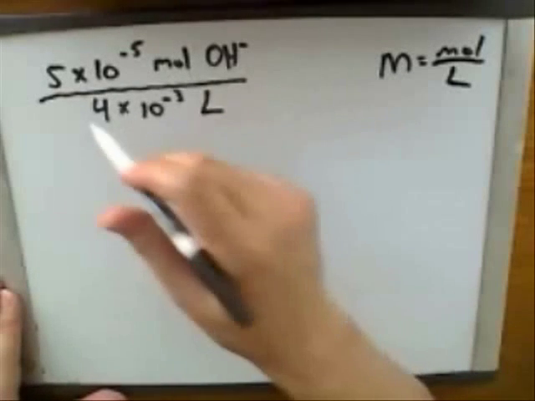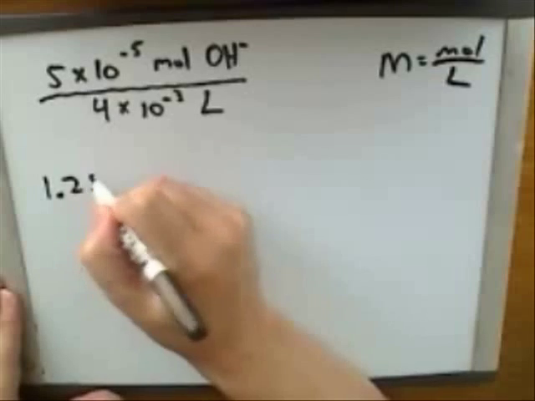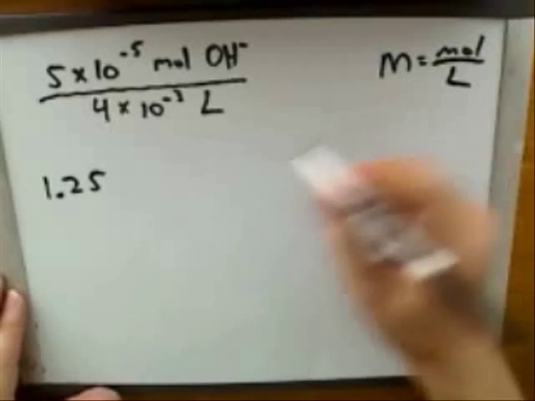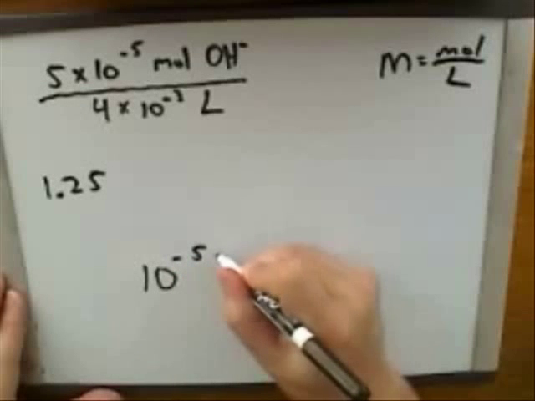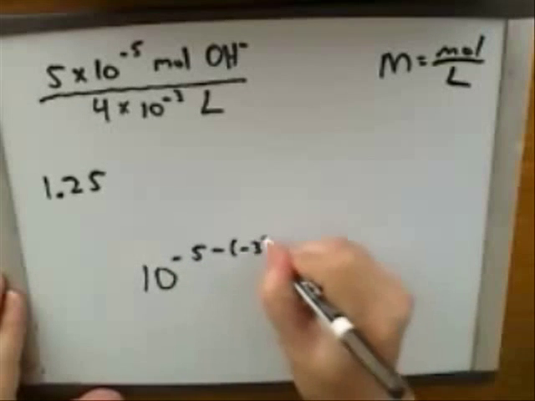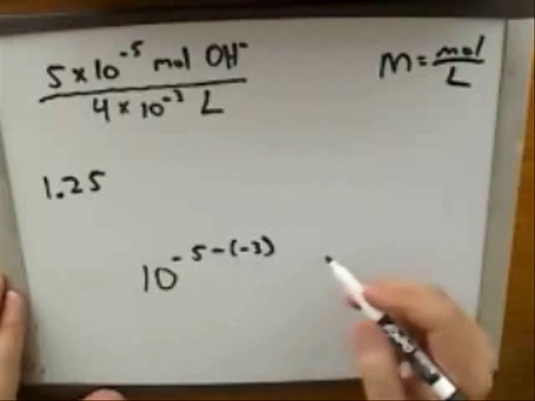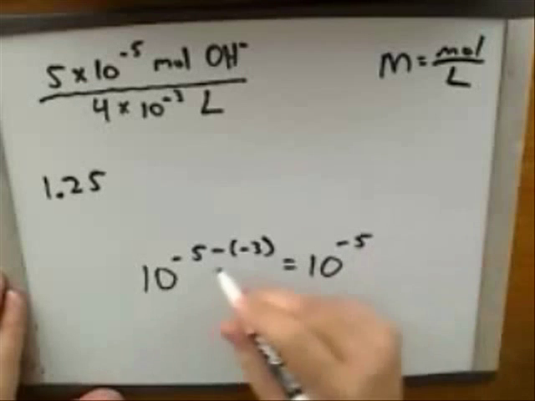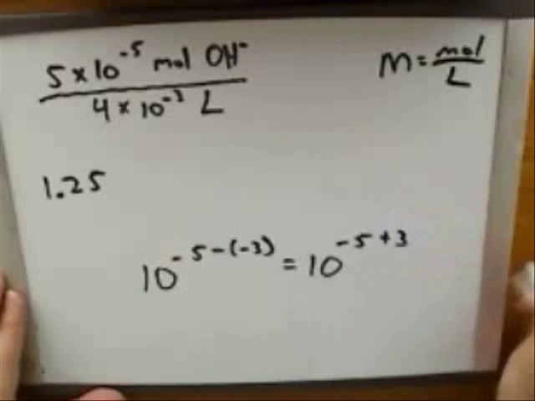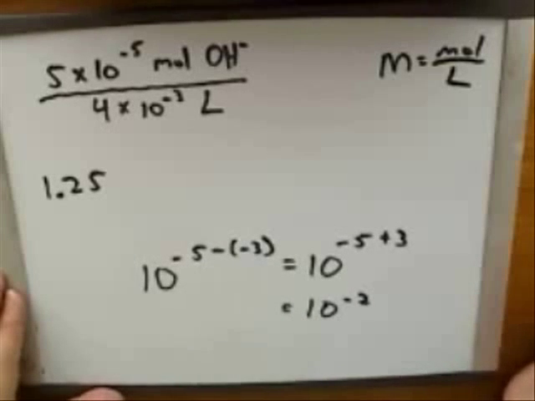Now we can do our calculations. 4 into 5 is 1 1/4. And then we have -5 minus -3 for the power of 10. Remember, we need to subtract the exponent, so be careful with all the negative signs. That comes out to be -5 plus 3, or 10 to the -2.